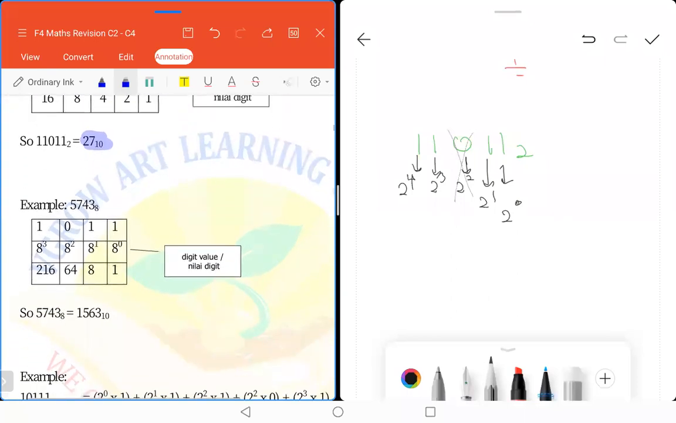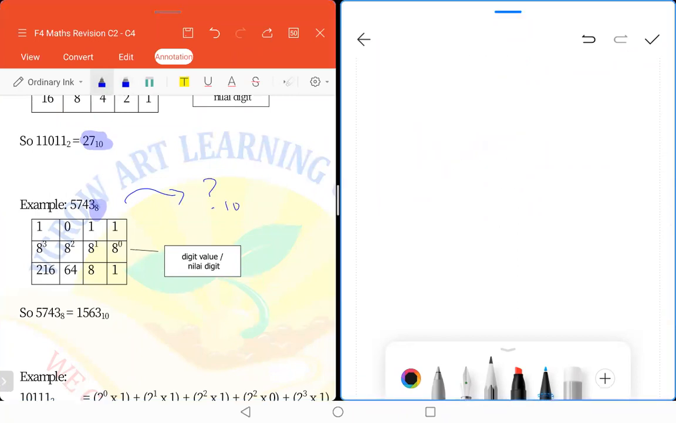Same goes for base 8. Convert to base 10, small to big, multiply. Okay, so 1, it's wrong already. It should be 5, 7, 4, 3 in base 8. So you drag down the place value, base 8, start with 8 power 0, 8 power 1, 8 power 2, 8 cube.